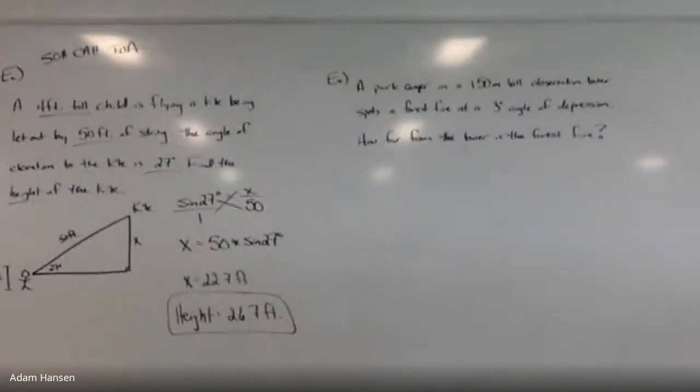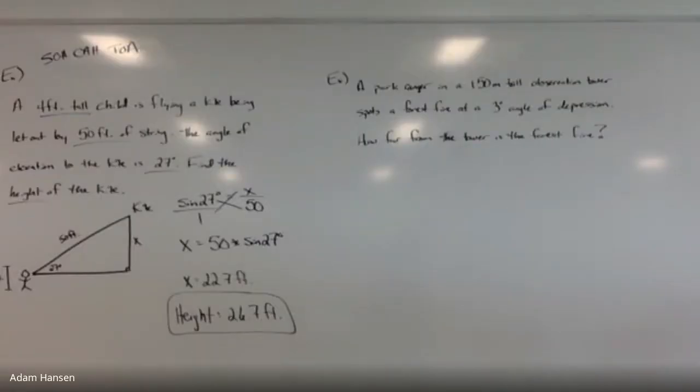All right. On the right part of the board, a park ranger in a 150 meter tall observation tower spots a forest fire at a 3-degree angle, in terms of a right triangle. Let's read through this one more time and start drawing a picture to match the information. A park ranger is in a 150 meter tall observation tower.